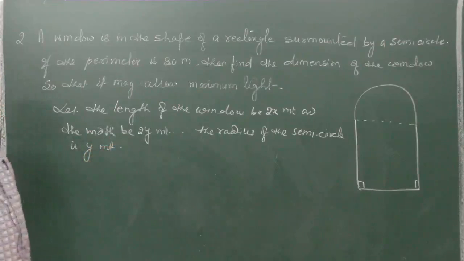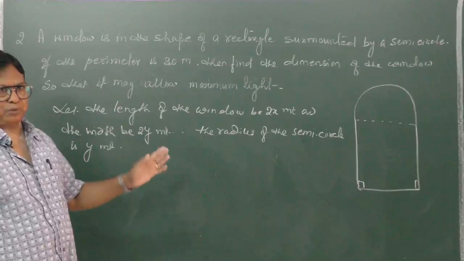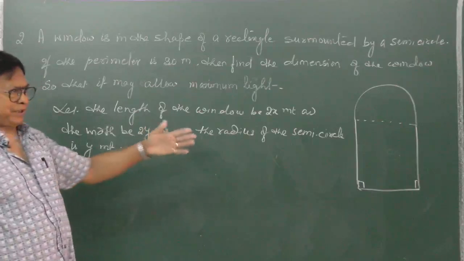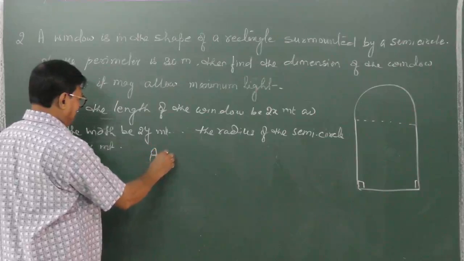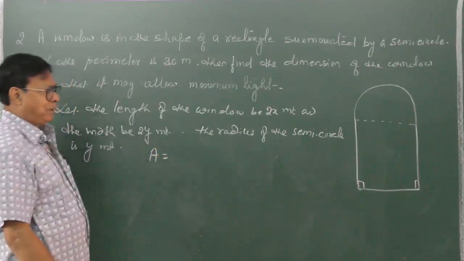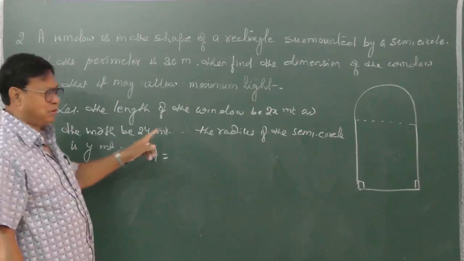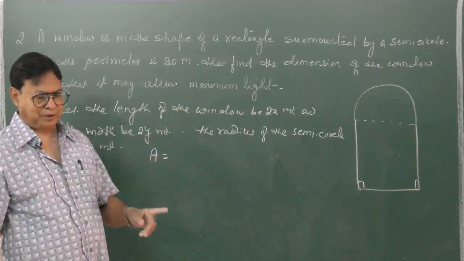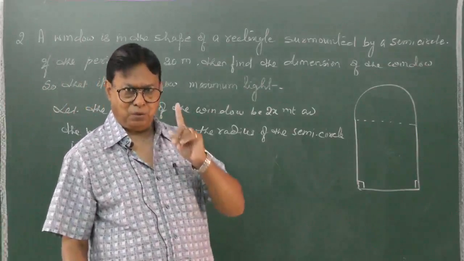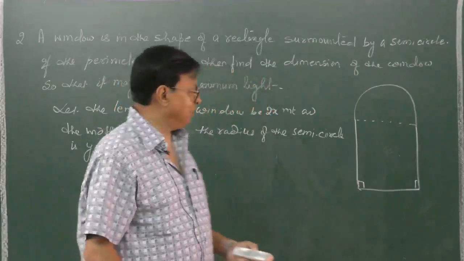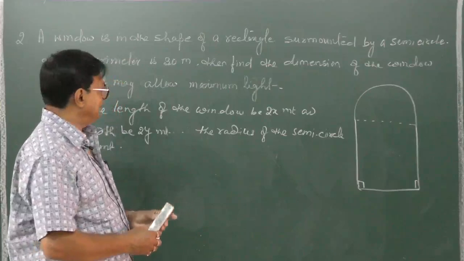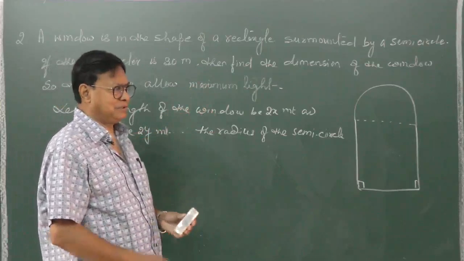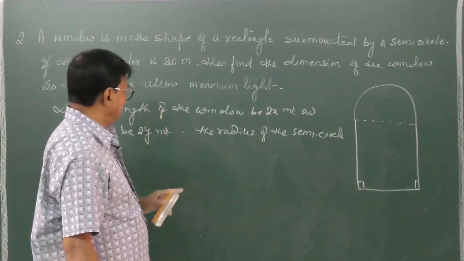The question says, if the area is maximum, what will be the dimension? That is, we have to find x and y. So the area of the figure. Now before I go into area, we have already taken two variables. In the first sum, I said it has to be one variable. So we have to convert one variable in terms of the other. So what else is given? It says the perimeter is 30 meter.